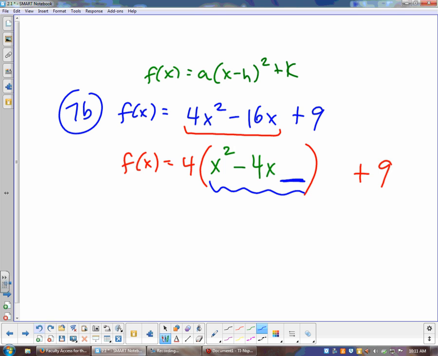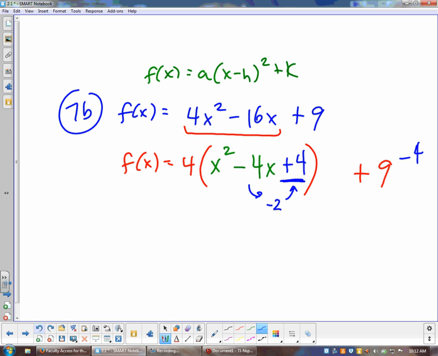Then what would I need to add right here to make this little parentheses a perfect square trinomial? So I want to take half of the negative 4, which is negative 2, and square it and get 4. Are we agreeing? But I just changed the function by adding that 4. Subtract 4 from 9. Do I want to subtract 4 over here?